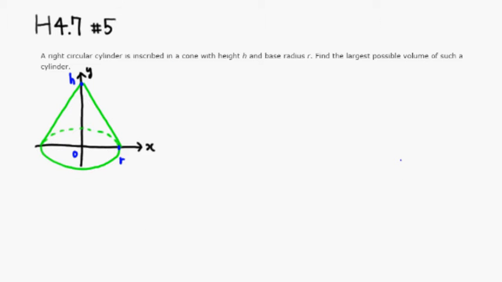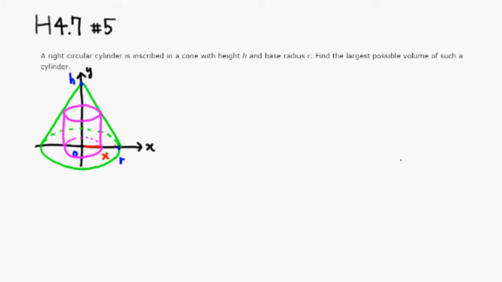I already drew the cone with height h and radius r. The inscribed cylinder should look somewhat like this, something like that. Since we don't know the radius of the cylinder yet, let's call that x. So the radius here would be x.